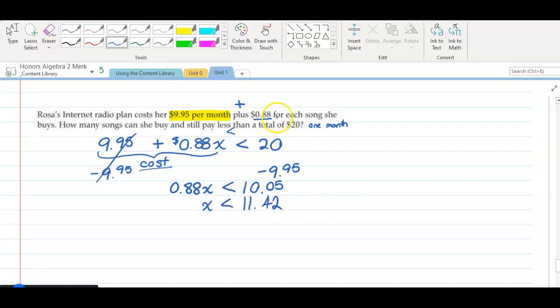So this is the number of songs. Can you have 0.42 songs? You really can't. So let's think about what this really means. Less than 11.42. So can she buy 1? Yes. 2, 3, 4, and so on, all the way up till 11, but she can't afford 12. So 11 or less is what she can afford and still pay less than $20 in 1 month.